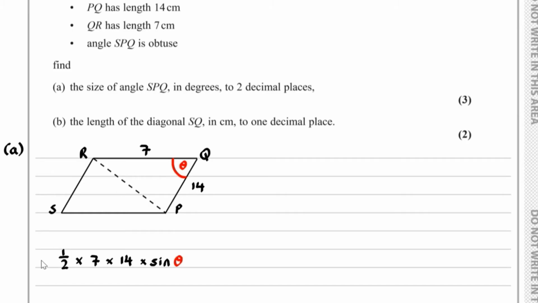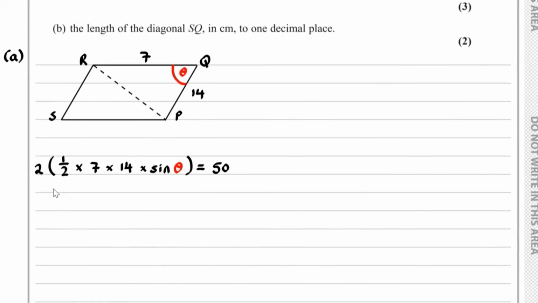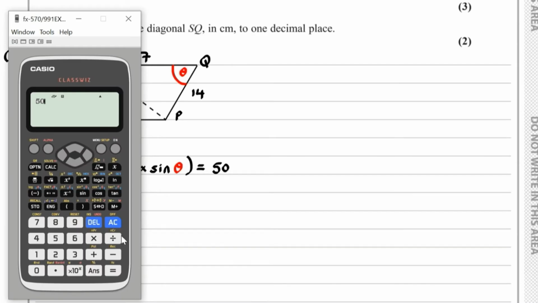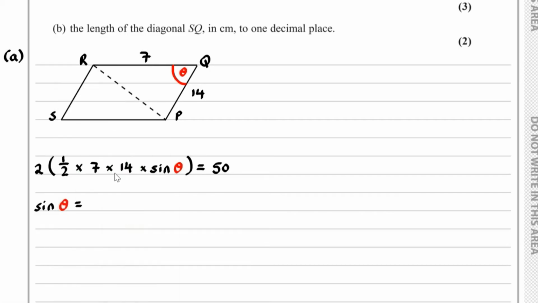And then we multiply this by 2 because we've got twice these triangles, and this area is equal to 50. So, sine theta, that's equal to 50 over 7 times 14, which is 25 over 49.